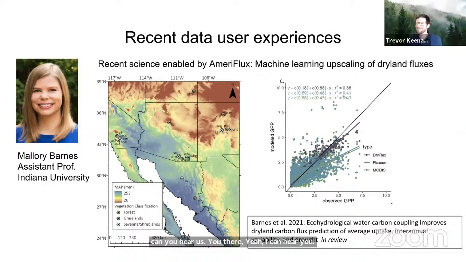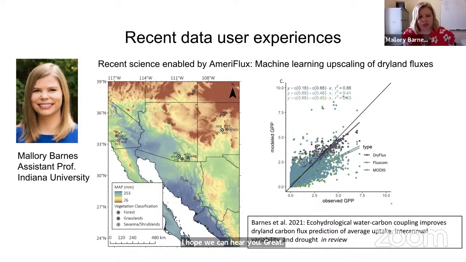Great. Good. Okay. So hi, I'm Mallory, and I've done a few different synthesis projects using AmeriFlux sites and data. One project that's currently in review is a machine learning upscaling of eddy covariance data using remotely sensed inputs, looking at ecohydrological water carbon coupling. What we did there was we took a bunch of eddy covariance sites, we derived relationships between the fluxes and the input variables, and then we got those input variables in terms of gridded remote sensing products, and then spatially upscaled those fluxes to the whole globe, actually, at half-degree resolution.